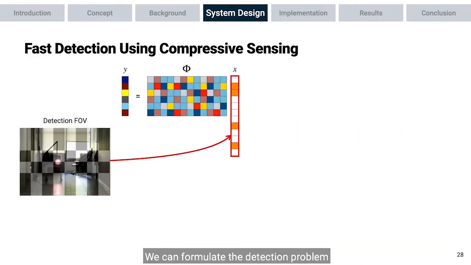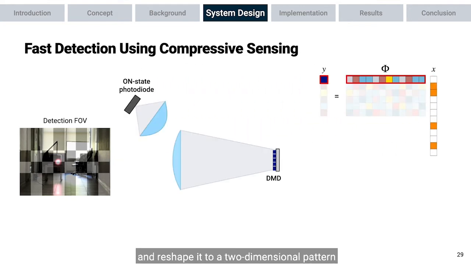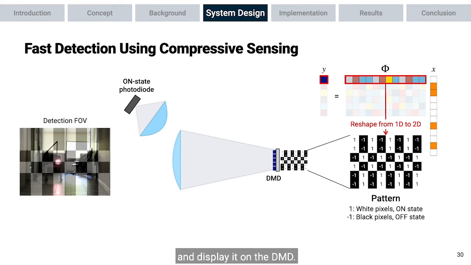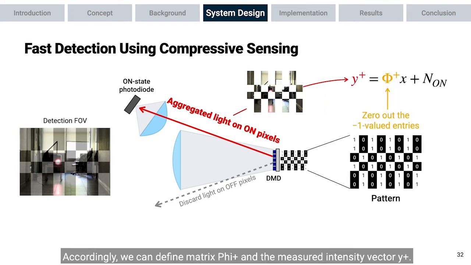We can formulate the detection problem as a compressive sensing problem. The detection field of view is the signal X we want to reconstruct. To obtain each entry in Y, we first split the measurement matrix into vectors and reshape them into a 2D pattern and display it on the DMD. This pattern is a binary pattern with values 1 and -1, indicating the pixel state on and off respectively. The light projected onto on pixels would be steered toward the on-state photodiode and aggregated into one signal. The light signal projected onto the off pixels would be steered toward an empty space and discarded. In this case, for the on-state photodiode, the -1 value in the pattern is zeroed out, since it does not receive any signal reflected by these -1 off-state pixels. Accordingly, we can define matrix phi plus and measure the intensity vector y plus.